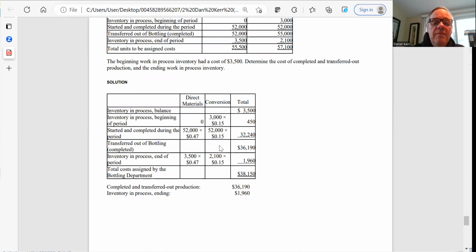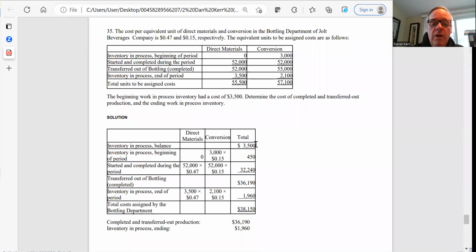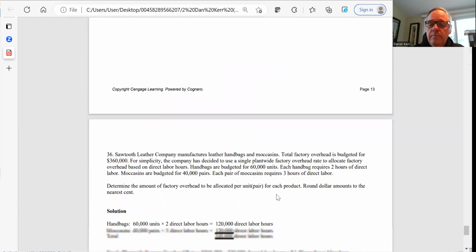So you get the total transferred out of bottling completed is $36,190. And then your ending inventory, you've got 3,500 equivalent units at 0.47. And for conversion, they gave you the number of equivalent units for conversion of 2,100. So it's 2,100 times 15 cents. So there's how you get your allocation: 36,190 completed and transferred out, and your ending inventory is 1,960.